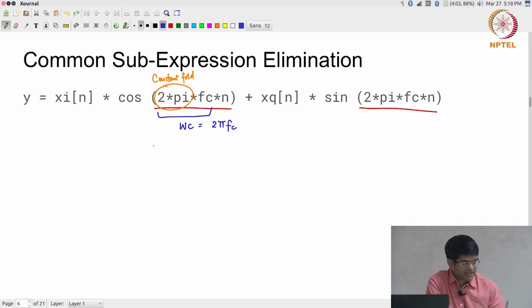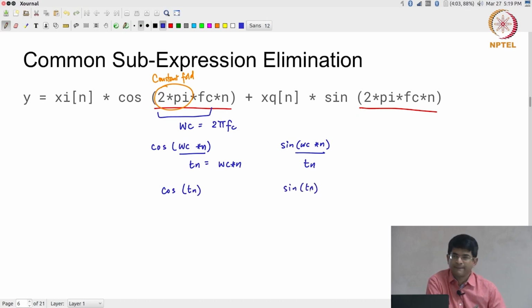Right? In which case I could then write it as cos of wc into n, sine of wc into n. In fact, I can go one step further and say that this itself is a common sub-expression and call this some Tn, equal to wc into n, so that I basically get cos of Tn, sine of Tn. Right? Why look at it in two stages like this?